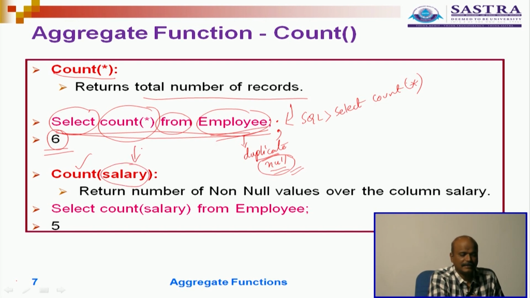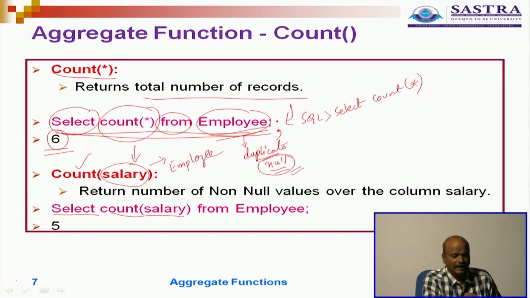So salary is the column name or the field name that is available in your employee table. So what is the syntax you have to use? Count. So this function you need to write. Select count of salary. I am going to apply the count function on the field called salary. So select count of salary from what is the table name? Table name is employee. So select count of salary from employee.